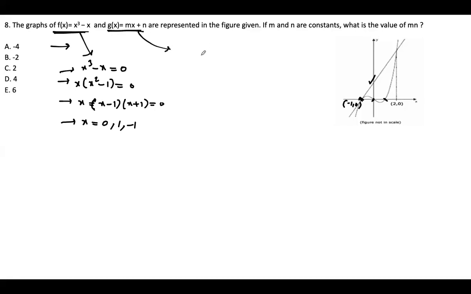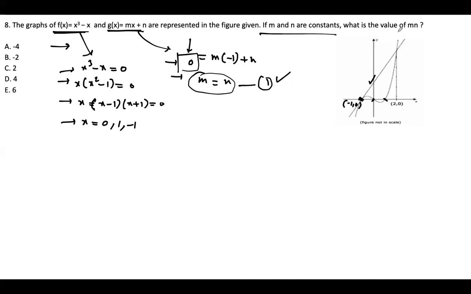So can I say m into minus 1 plus n is equal to 0? The y coordinate of this line at this point is 0. So can I say m is equal to n? Yes, that's one thing. If m and n are constants, what is the value of m into n? So I have made one equation.